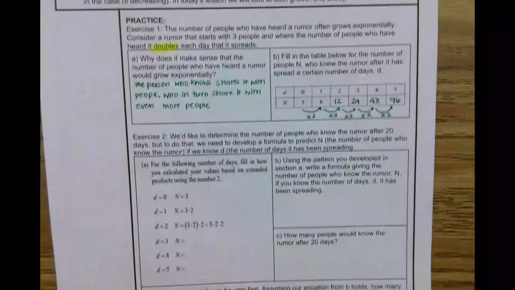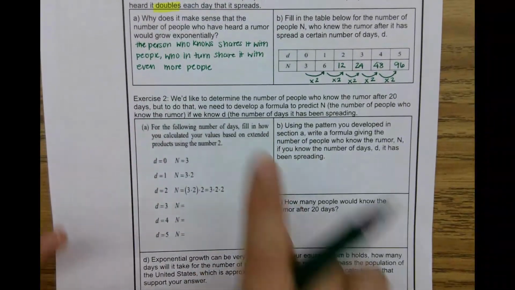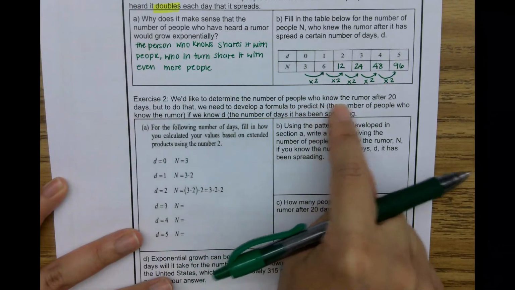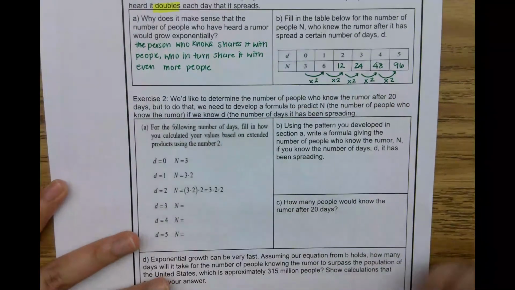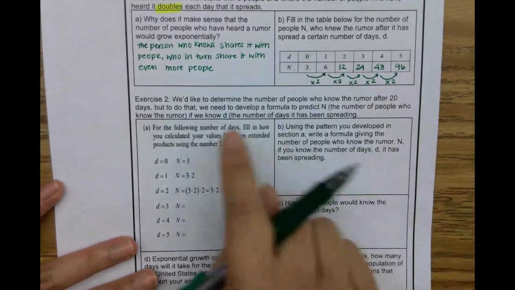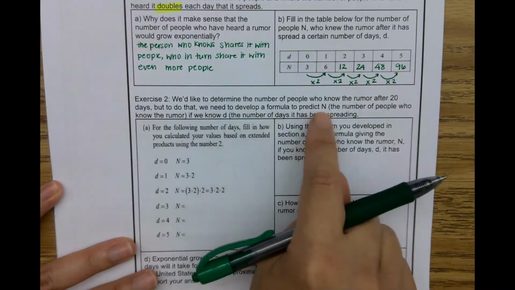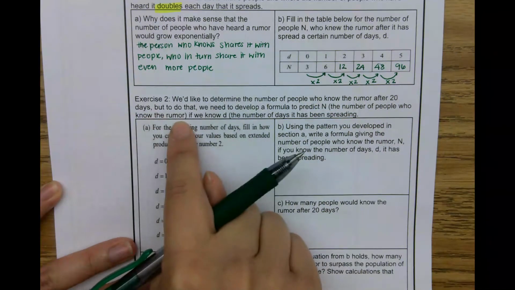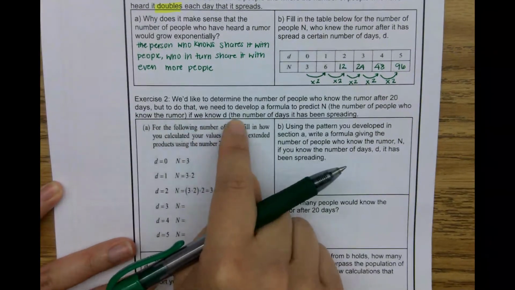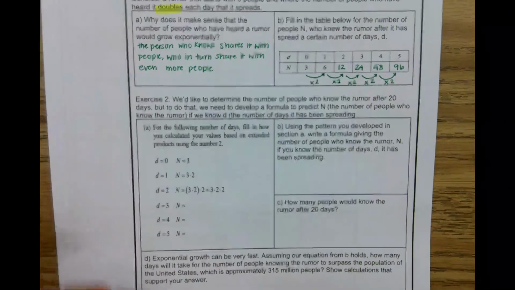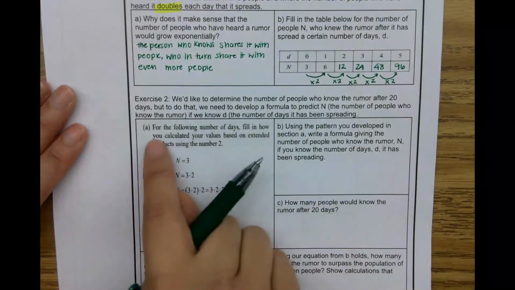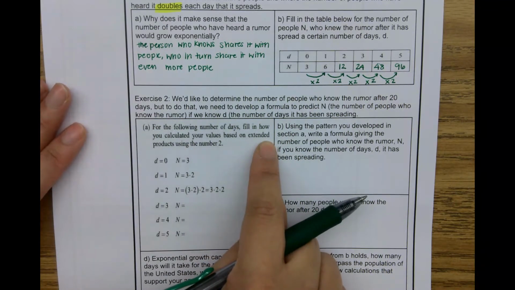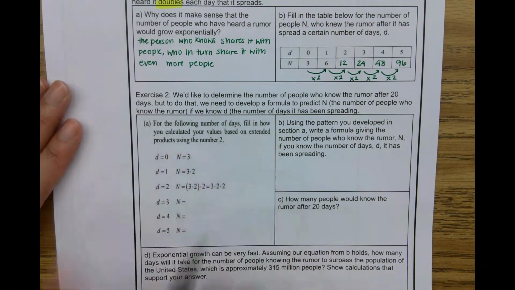So continuing looking at this example, we'd like to find out the number of people who know a rumor after 20 days, right? But to do that, we probably need to develop a formula to predict N. Again, N here represents the number of people who know the rumor, if we know D, the number of days it's been spreading. Okay, so for the following number of days, we're going to fill in how we can calculate our values based on what we call extended products using the number 2.